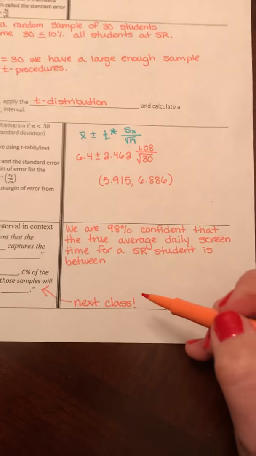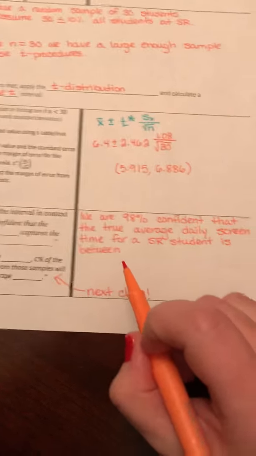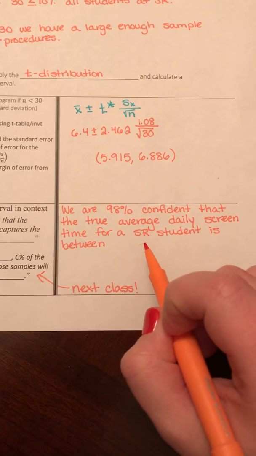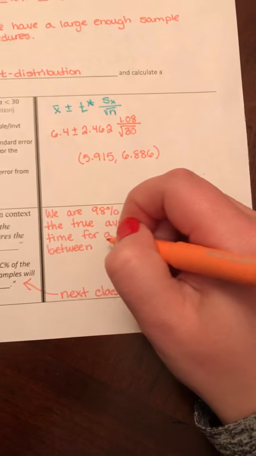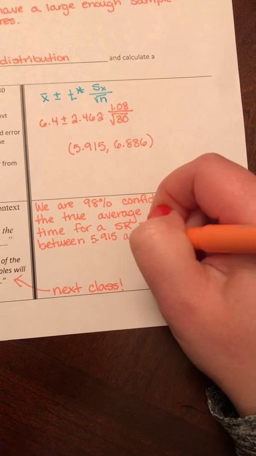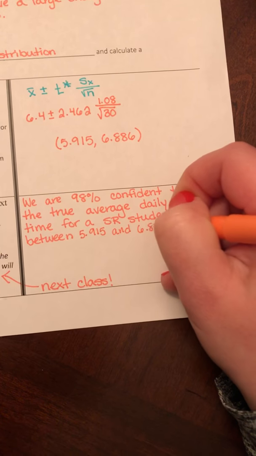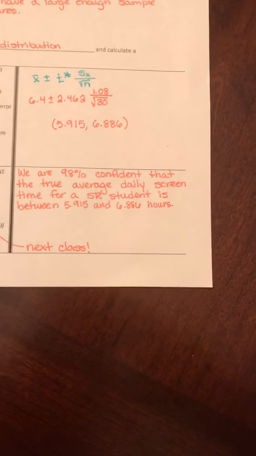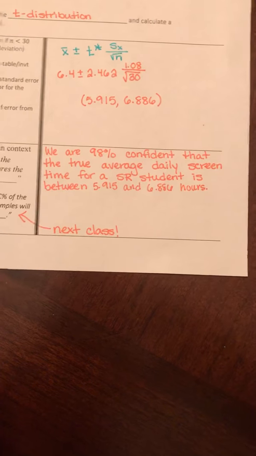For our conclude, we are 98% confident that the true average daily screen time for a South River student is between 5.915 and 6.886 hours. That's just interpreting your interval and saying what you estimated.